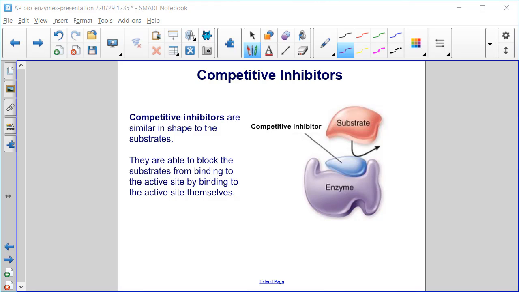All right, here's a closer look at competitive inhibitors. Competitive inhibitors are similar in shape to substrates. They're able to block the substrate from binding to the active site by binding to the active site themselves. So you can see here, this competitive inhibitor competes for the active site itself, binds to it, and then the substrate is not able to bind.